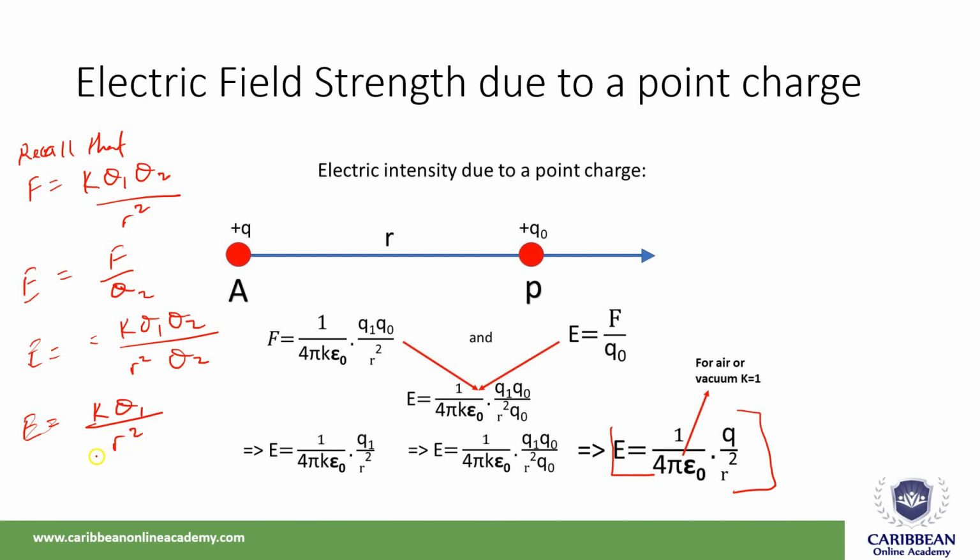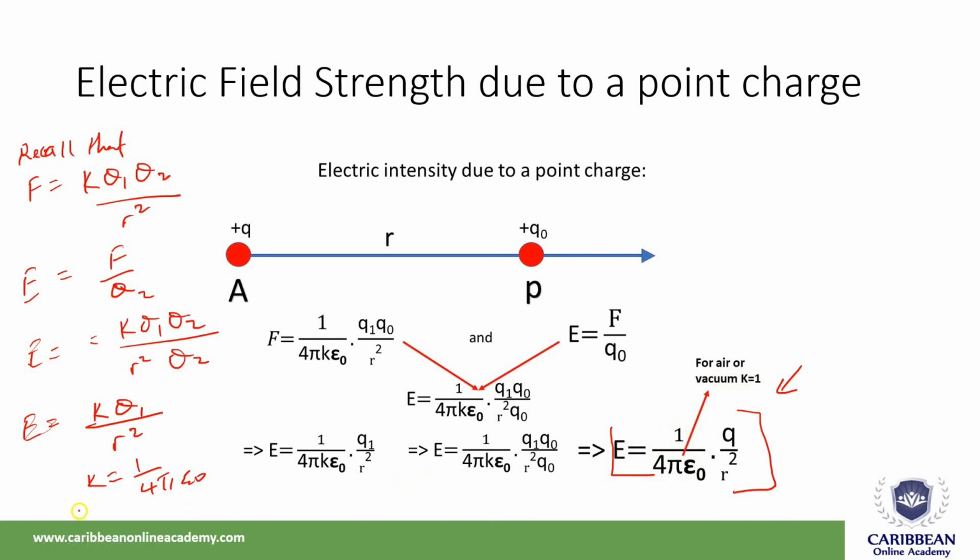And since we can recall that K is equal to 1 upon 4 pi epsilon naught, we get this lovely equation over here. Because we're talking about free space, or in a vacuum, the permittivity constant applies. So all of this right here is what K really is. You understand? All right. So that's that.